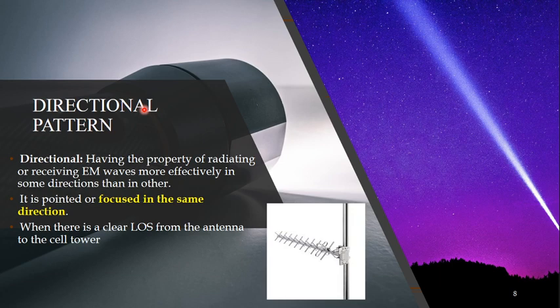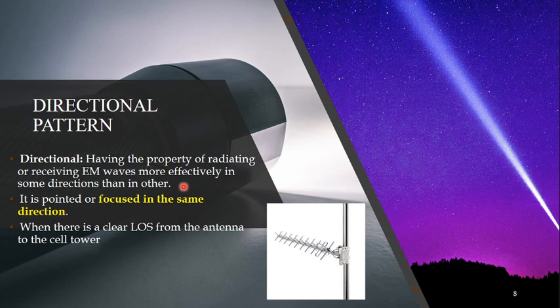The second one is the directional pattern. Directional pattern means when the antenna is designed to give maximum radiation only in one direction, then we call it a directional antenna. If you read the definition, it will have the property of radiating or receiving electromagnetic waves more effectively in some directions than in others. So it will be focused, right? We are going to just concentrate on one direction, and in that one direction there will be maximum radiation. Then that is said to be a directional pattern.